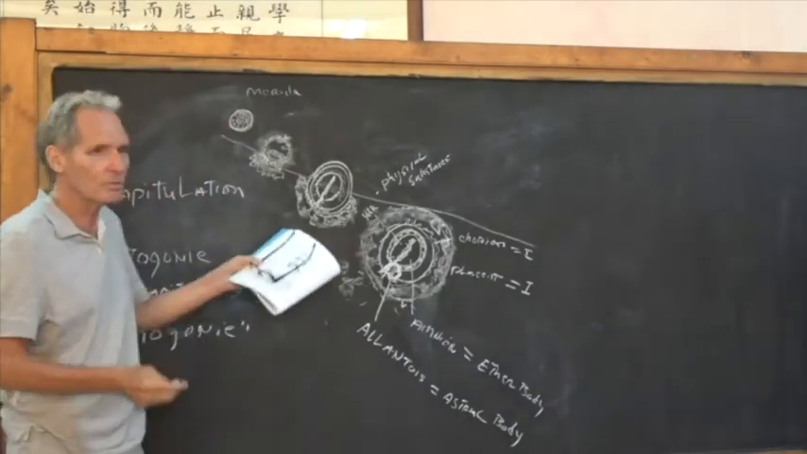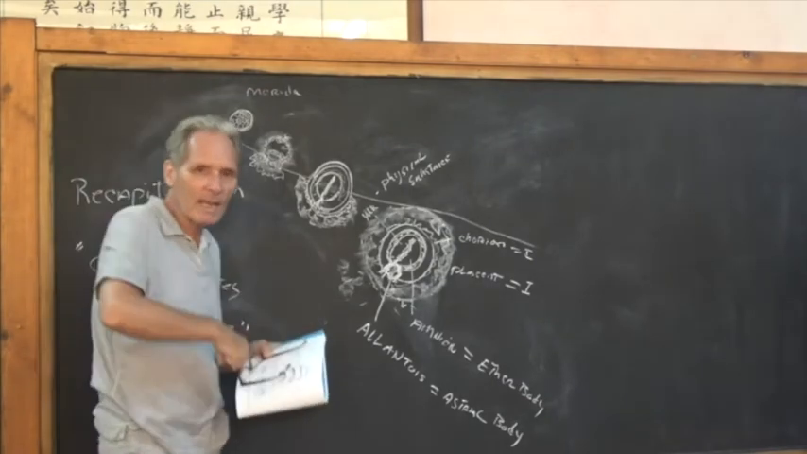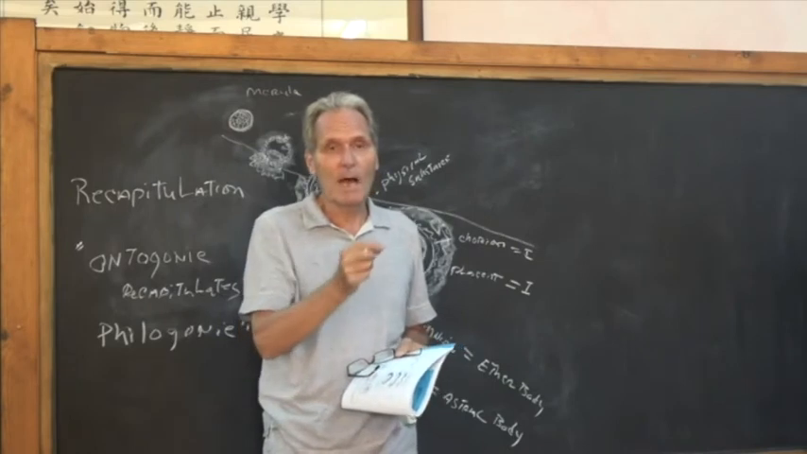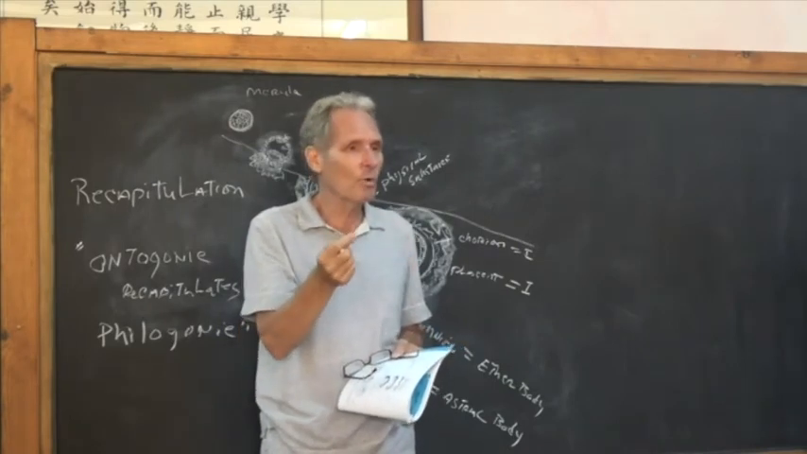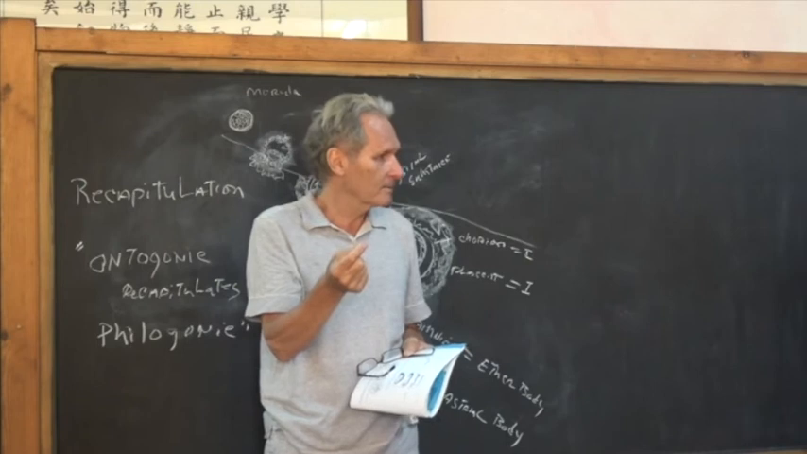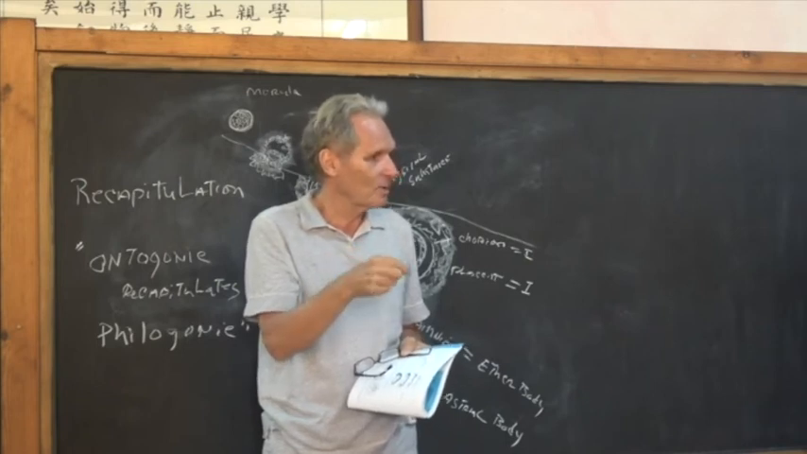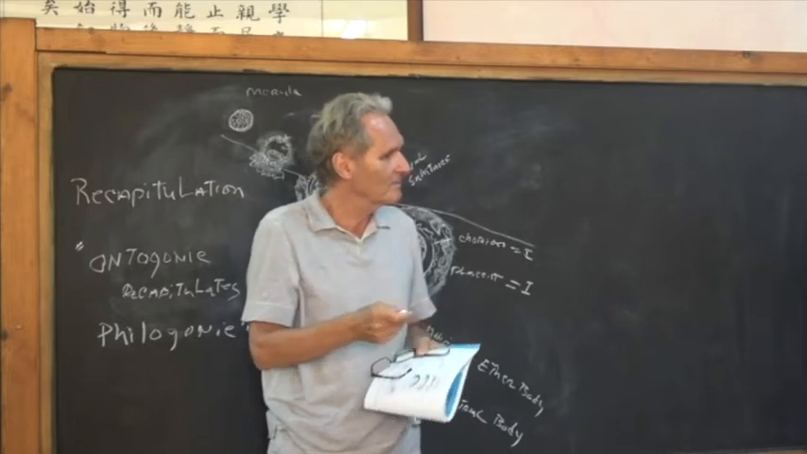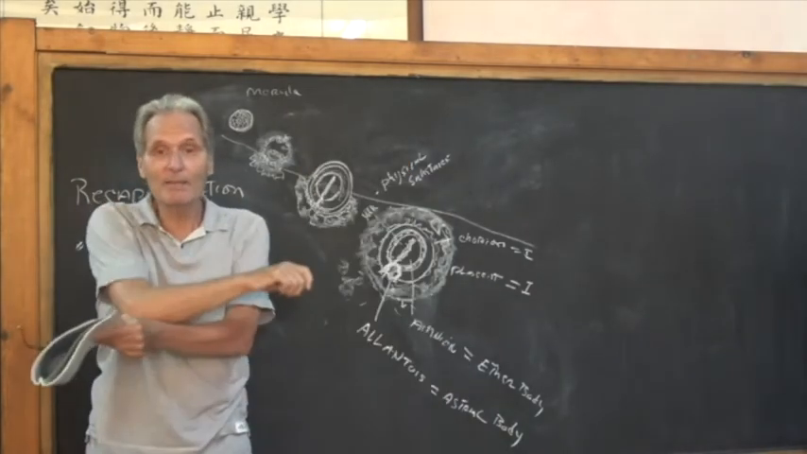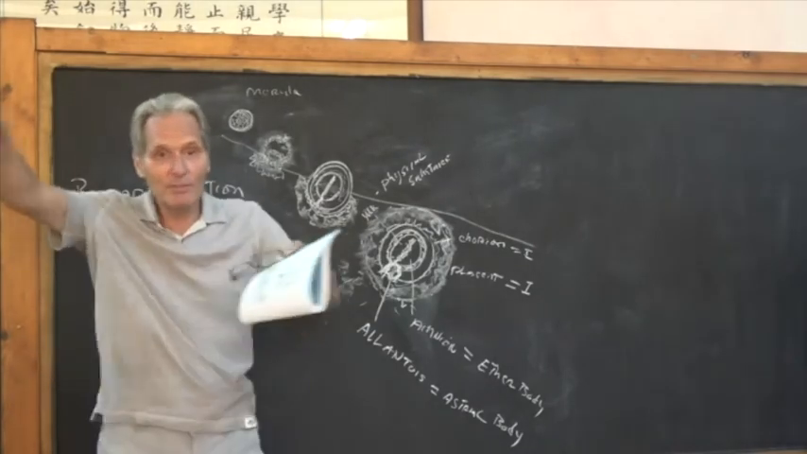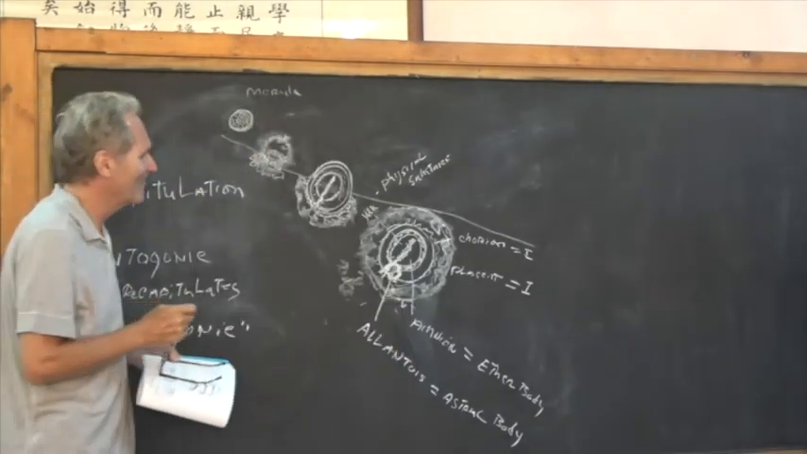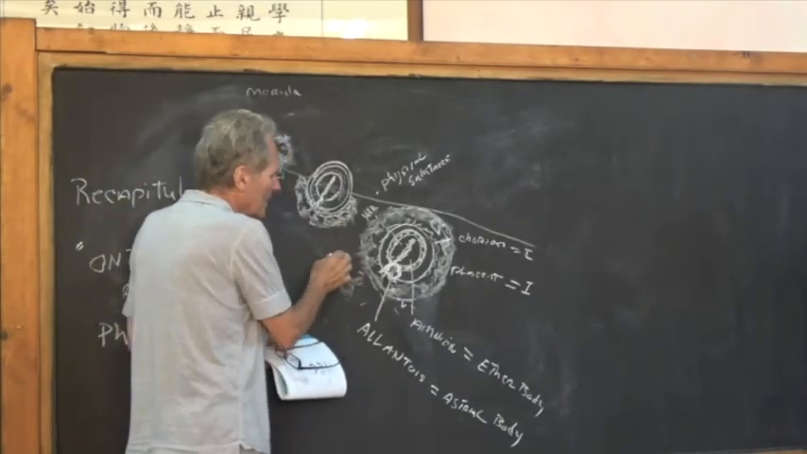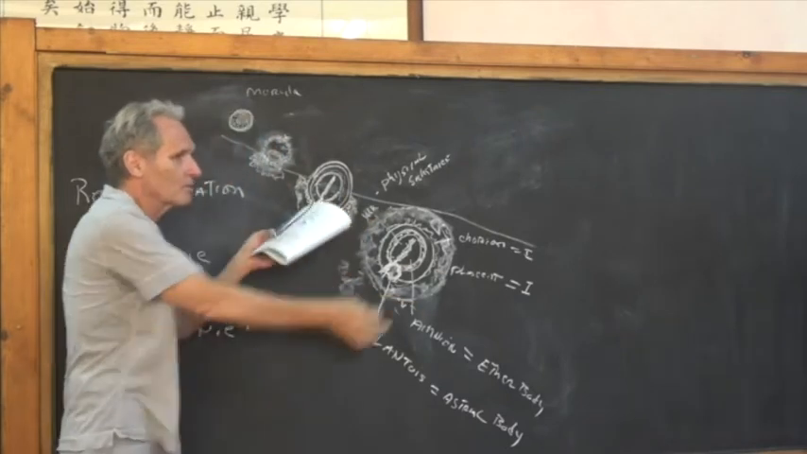But in mammals, the egg stays inside the mother for many months. Not always many. A mouse takes 21 days, and an elephant takes 21 months. It's a good thing it's not the other way around, or we would have elephants running all over the place. So in the mammals, this is not so important because the placenta does all this work.